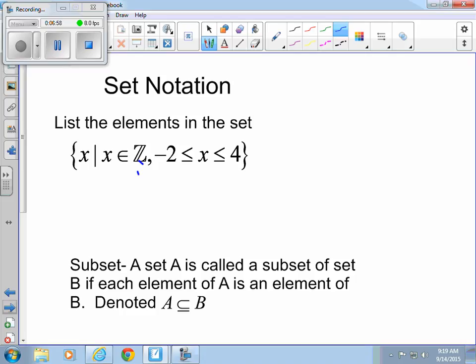And in set notation that says X is an integer, comma, so that means another condition. X is between -2 and 4, including -2 and 4. So what are the numbers that this is talking about? List all the numbers in this set. -2.